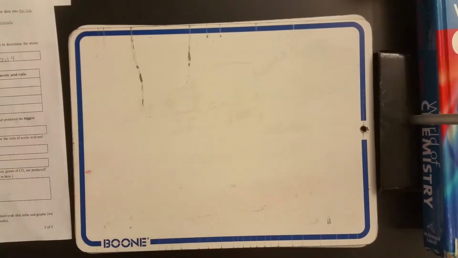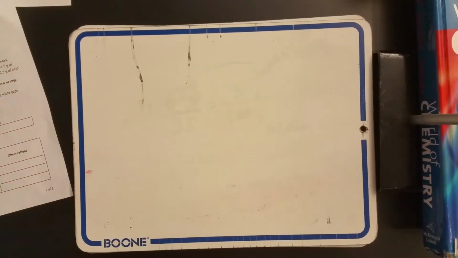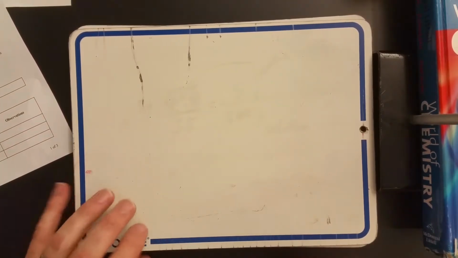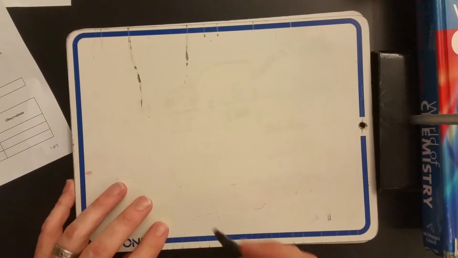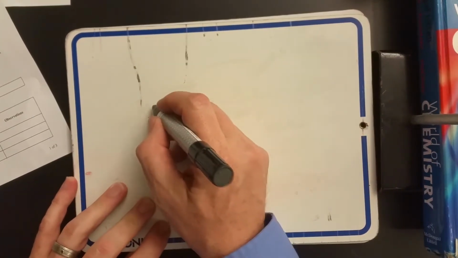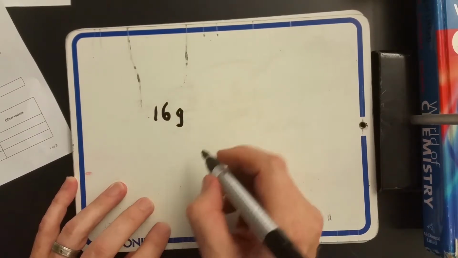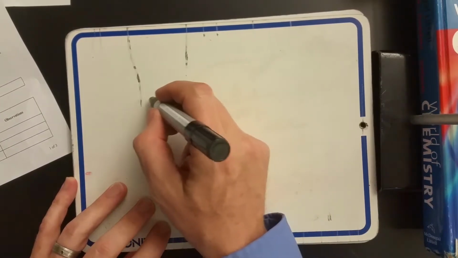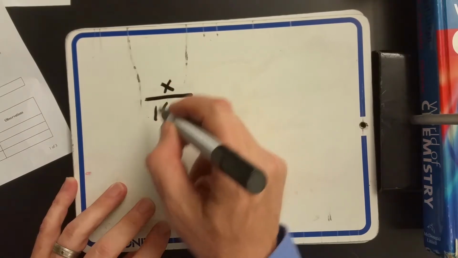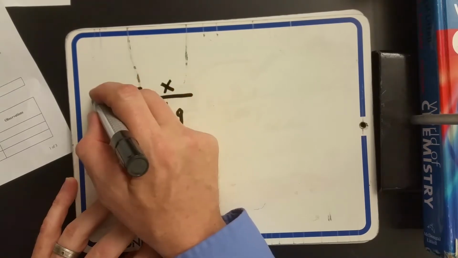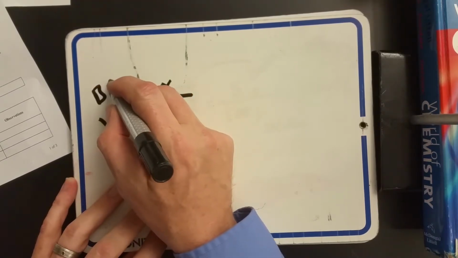Okay, so to solve the worksheet, to solve the lab questions, the first place where you have to do calculations is in the data table. And there we want to find out what's the mass of acetic acid in the vinegar. So you probably had 16, let's say, grams of vinegar.